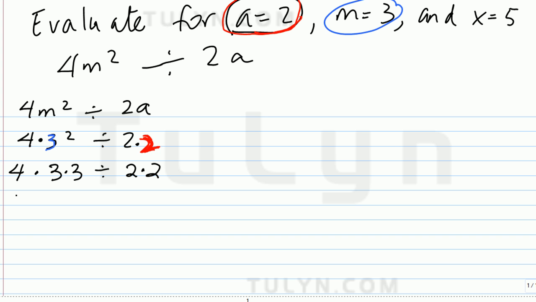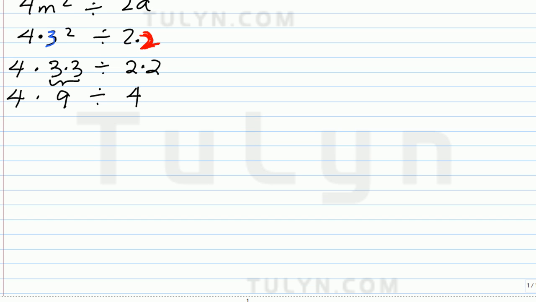Alright, let's try this. 4 times 3 times 3. 4 times, what's 3 times 3? 9. Notice how I do a little bit at a time. 2 times 2, 4. Right? Now I have a choice.